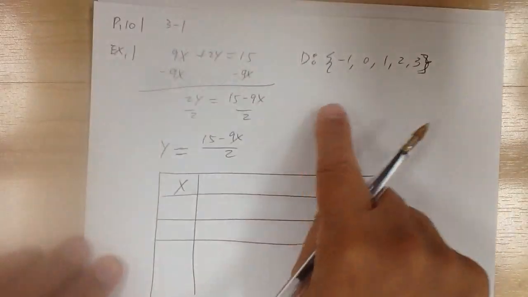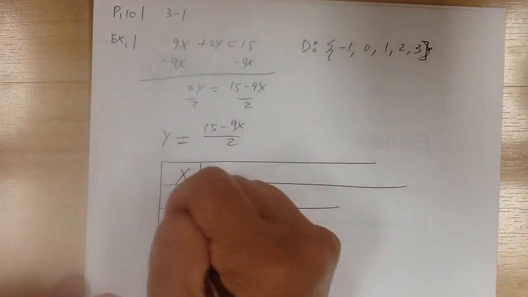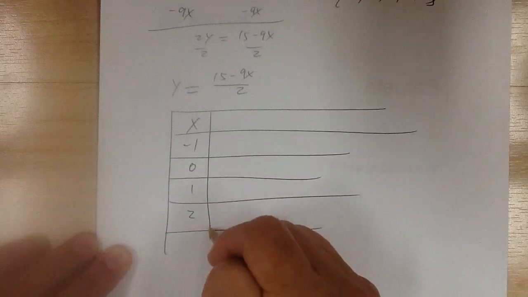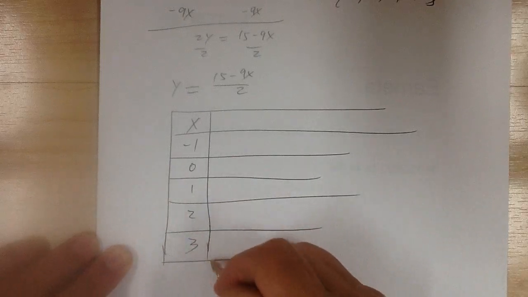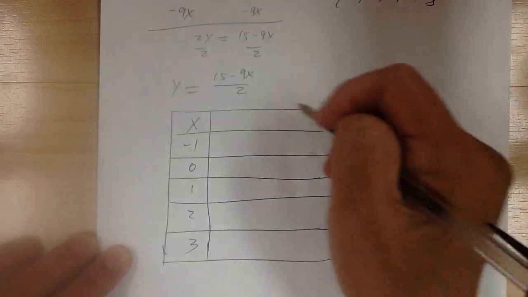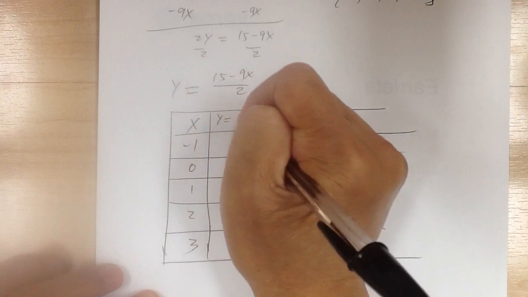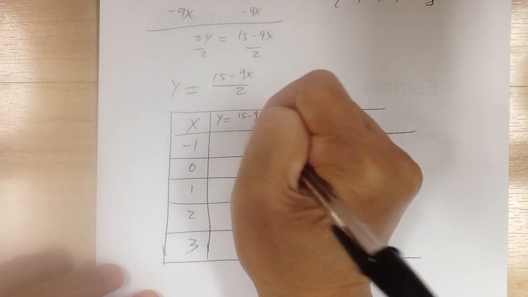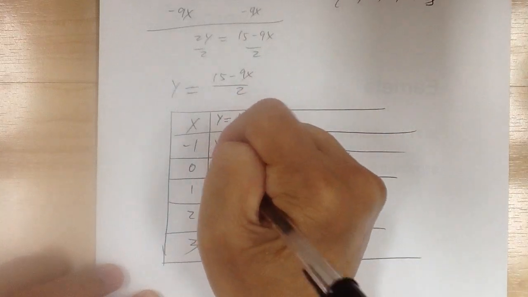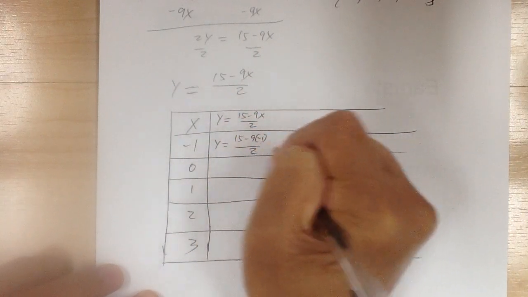Here's your x, and again, domain is your input or your x. So you need to find negative 1, 0, 1, 2, and 3. This is one of the few occasions that you want to go sideways. Normally, you don't want to go sideways. So over here, you're going to get y equal to 15 minus 9x over 2. Okay, so let's substitute. So you're going to get y equal to 15 minus 9 times negative 1 over 2.